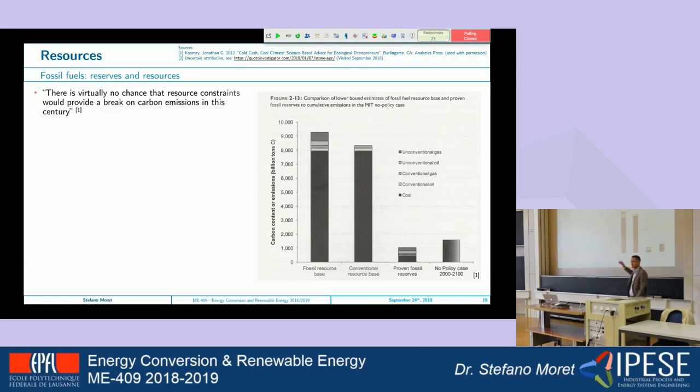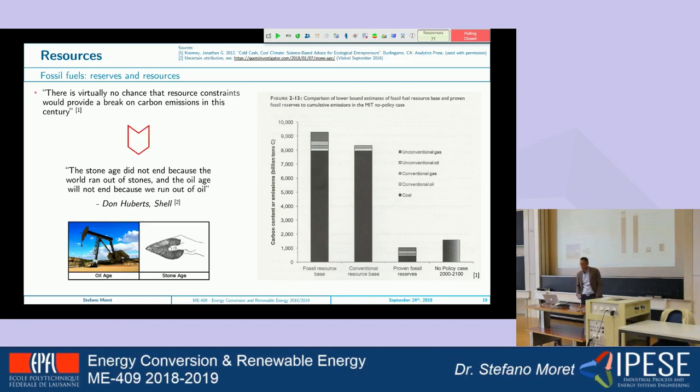You see that the resources are much bigger than what we have. So, as a former employee of Shell concluded, the Stone Age did not end because we ran out of stones, and in the same way, the oil age will not end because we ran out of oil. So the hope that some people have is that in 20 years we run out of oil, coal, and gas. That is simply not going to happen. By the time that happens, we will have already compromised the global warming situation of the planet.